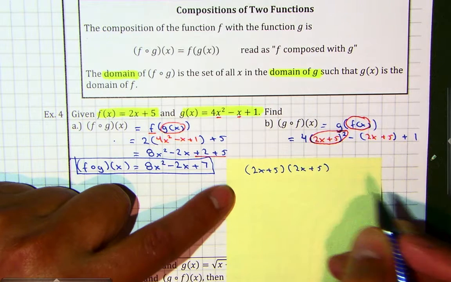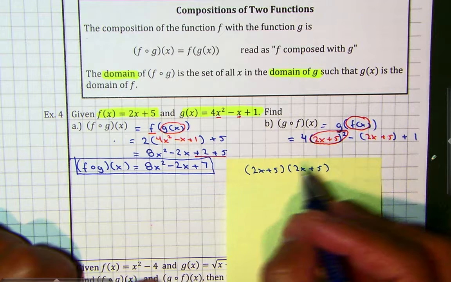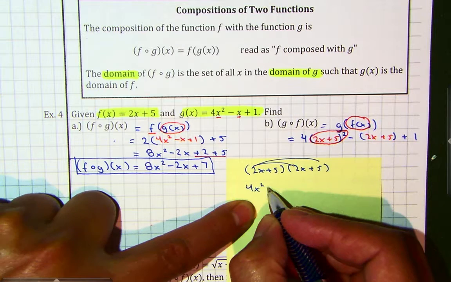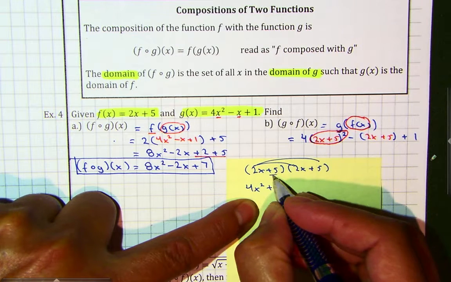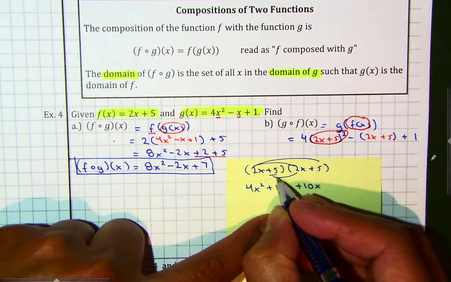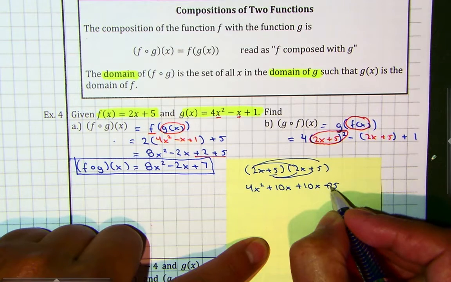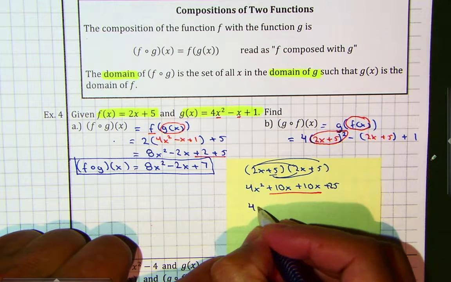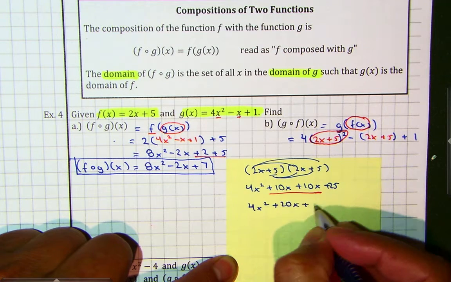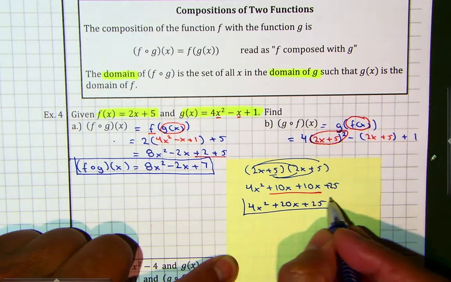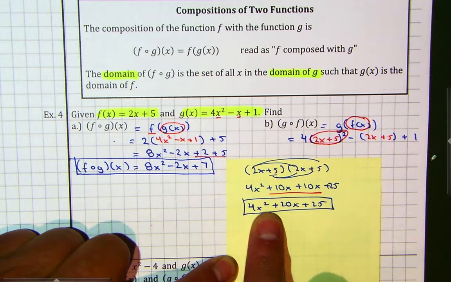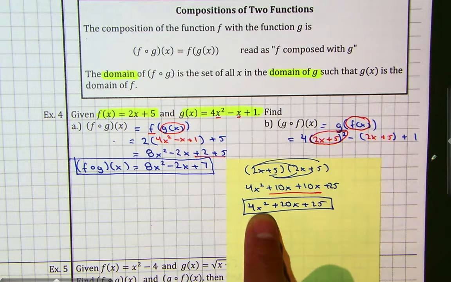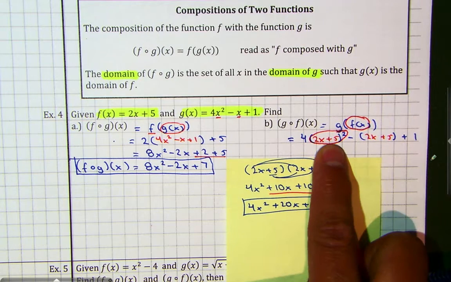So at this point, you should be able to just do it quickly in your head. So that gives me 4x squared. That gives me 10x. That gives me 10x. And that gives me 25. I'm going to combine my like terms. So that gives me 4x squared plus 20x plus 25. Do you remember the name of this trinomial? This is called the perfect square trinomial because it becomes a square once you factor it out.